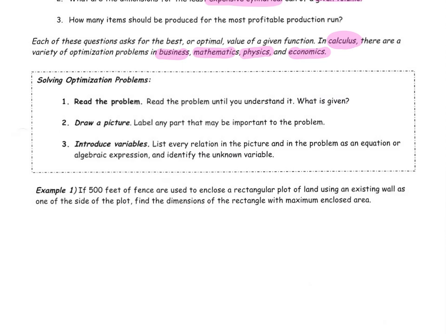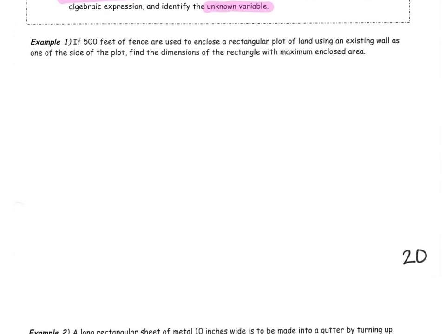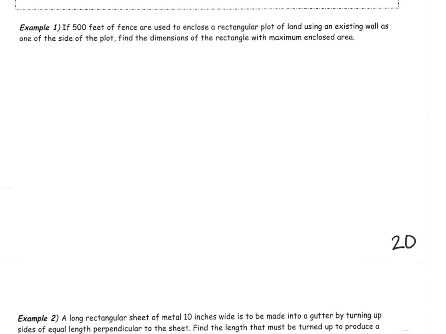So these are our steps, guys. We want to read the problem. Okay, do you understand it? Do you know what's given to you? Draw a picture. This is going to be really important. Okay, and introduce variables. You're going to want to list the different relationships that these variables have. Okay, so let's begin. Let's take a look at our first example.